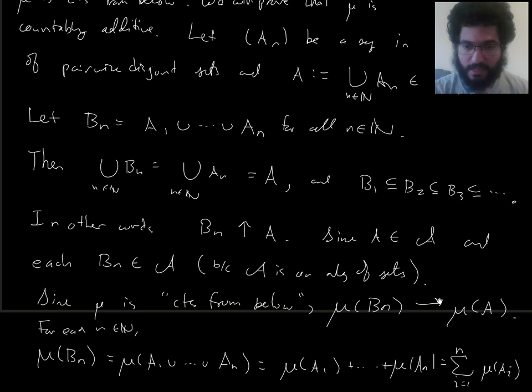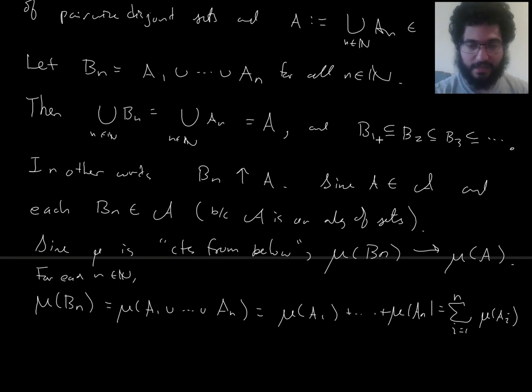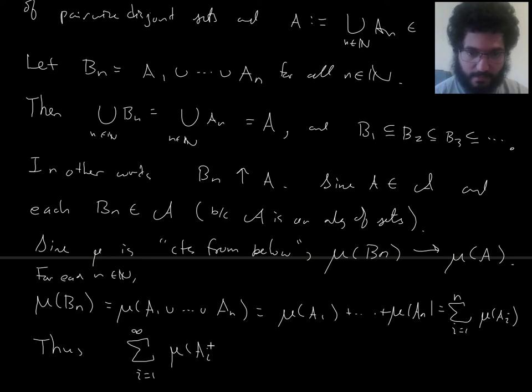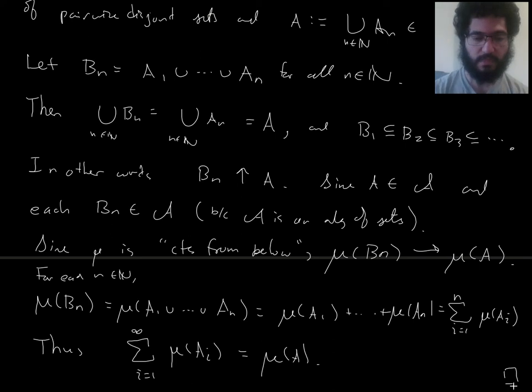So what am I saying here when I say this sequence converges to there? I'm saying the sequence of mu of Bn's, the sequence of partial sums here converges to mu of A. That's the same as saying this series converges to mu of A. So therefore, mu is a countably additive function.